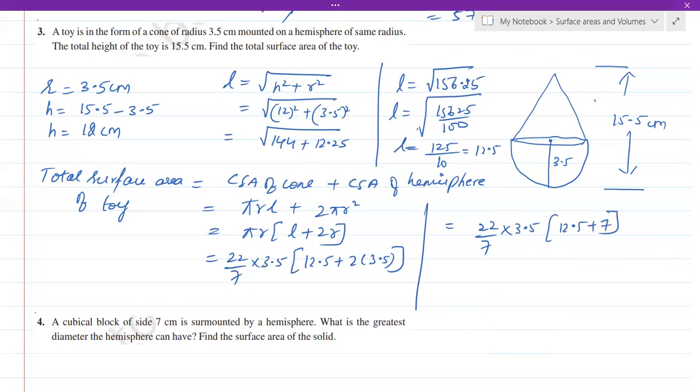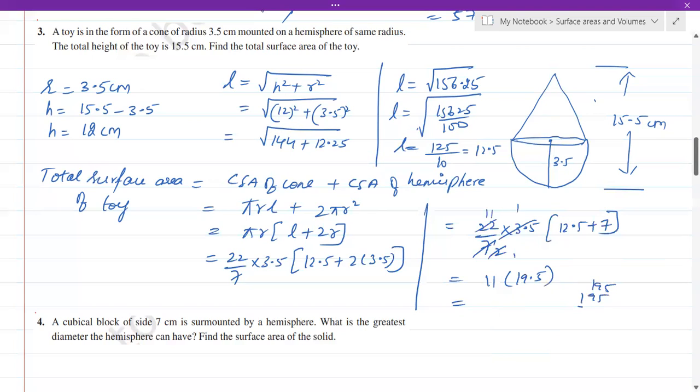Okay, so here very clearly, if you double 3.5, you will get 7, right? 3.5 ones are 3.5, 3.5 twos are 7. So therefore it becomes 11 into 12.5 plus 7, which is 19.5. And if you multiply it, you get 5, 4, and carry 8, 9. 1945. Let's check it out.